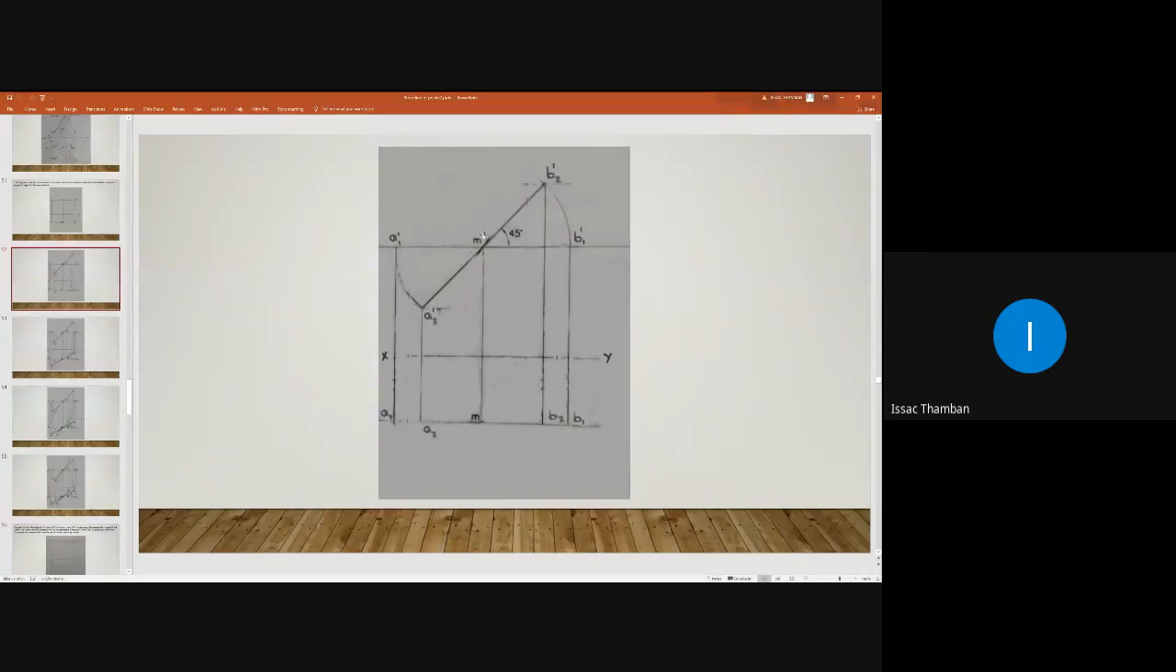Draw a thin 45 degree line through point M dash. We are tilting the line, pivoting on point M dash. Here the pivot point is M dash. The positions of A and B are changing. Have you drawn the 45 degree line?